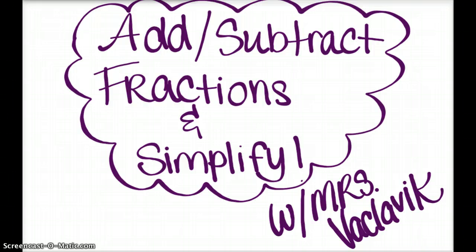Simplify the answer if improper. If it's improper, make it into a mixed number. And what if it's just a regular old fraction? How do you simplify it? Yeah, you're going to want to make a T-chart, and you're going to want to find the greatest common factor.